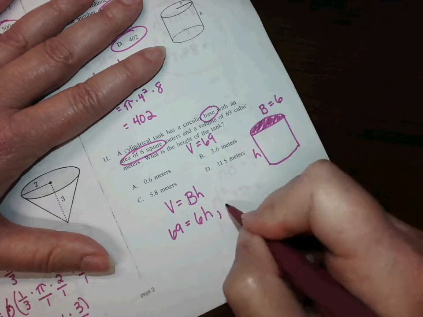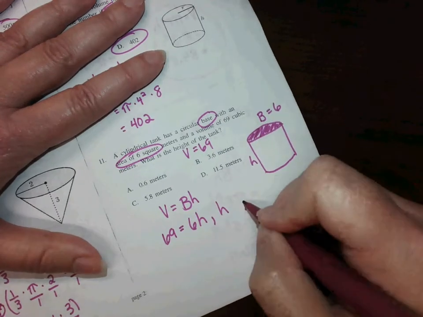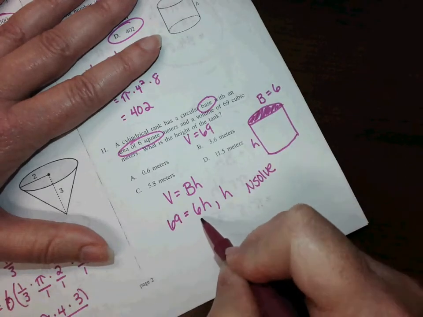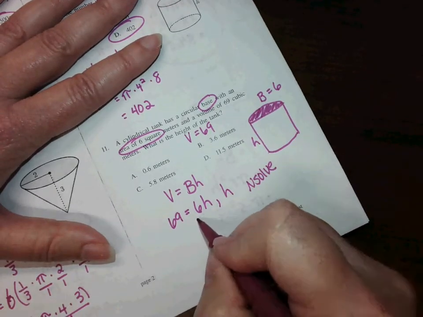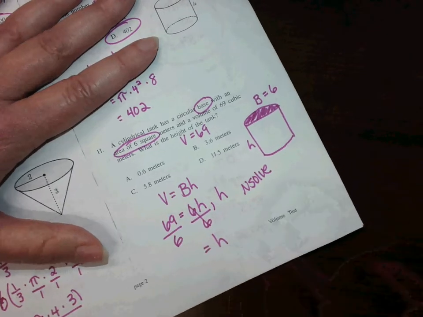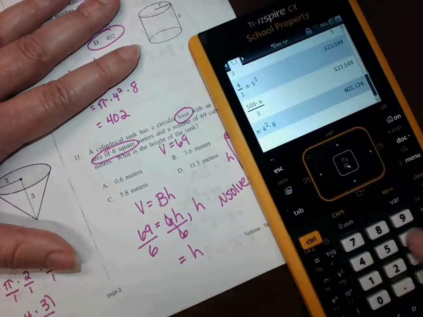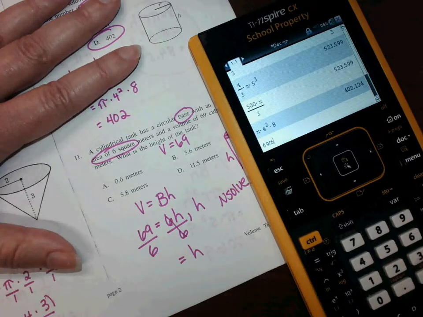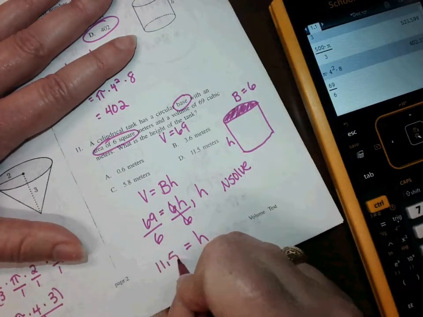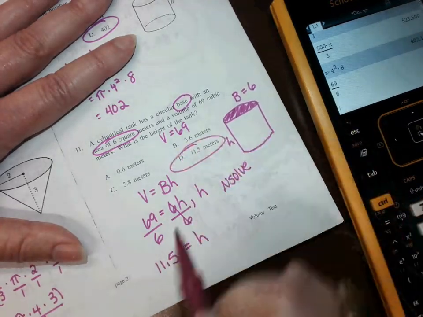At this point, you could either solve it, or this is a pretty simple one to solve. You have to divide both sides by 6. So H would equal 69 divided by 6, 11.5. There's my answer.